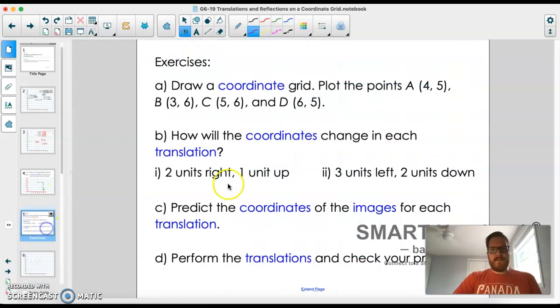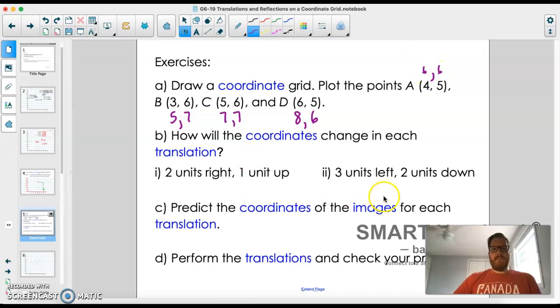And what I can do is just say, well, okay, 2 units right, 1 unit up. So they're both going to increase. So increase by 2, increase by 1. So we should get up one at 6, 6. Increase by 2, increase by 1. And those should be all of our ordered pairs.